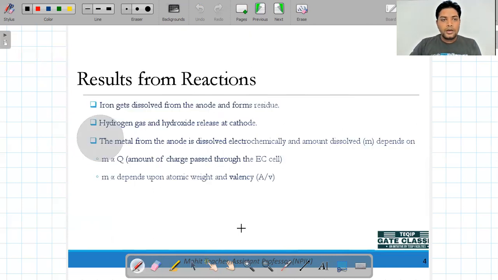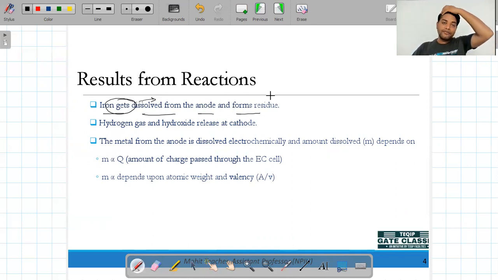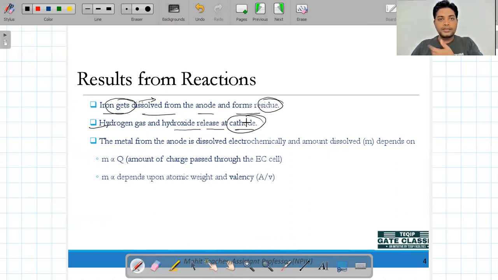Now what are the results that we can see from these reactions? First, iron gets dissolved from the anode and forms the residues. Iron obviously gets dissolved, making the Fe++ ions, and that reacts with the OH- and makes the residues. Fine. Hydrogen gas and hydroxide are released at the cathode. Obviously that is not exactly at the cathode, but here we are assuming that the cathode is the electrolyte only. So obviously that is formed.